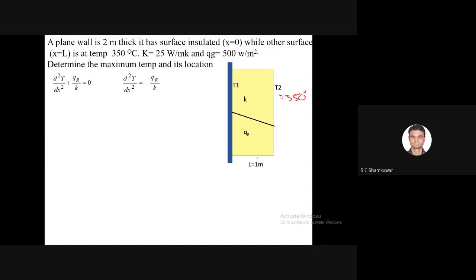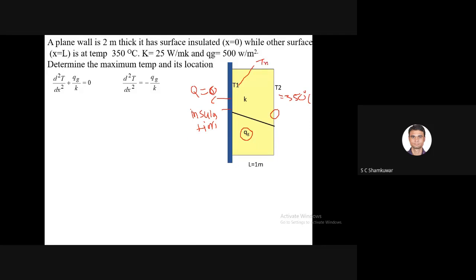See, there is heat generation within this slab, that is QG. And because of that, T2 is more than atmosphere, 350 degrees Celsius. But this is not insulated. The outer surface is not insulated. The inner surface is insulated. If you see here, this is the insulation. So because of insulation, Q will be 0. Whenever there is an insulation, maximum temperature will take place at that location.